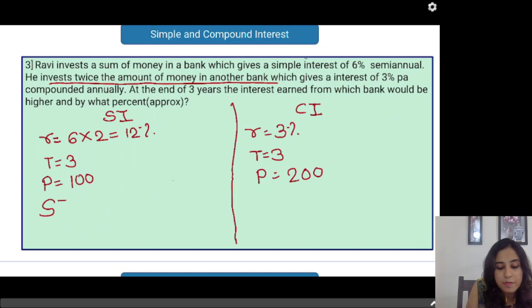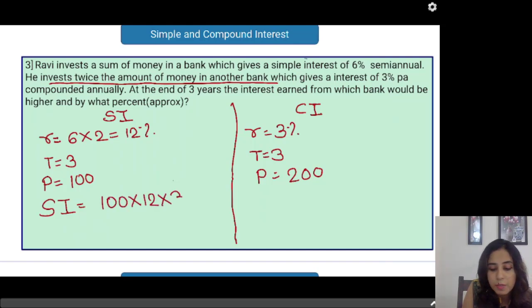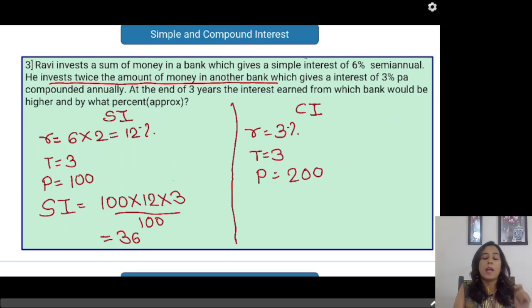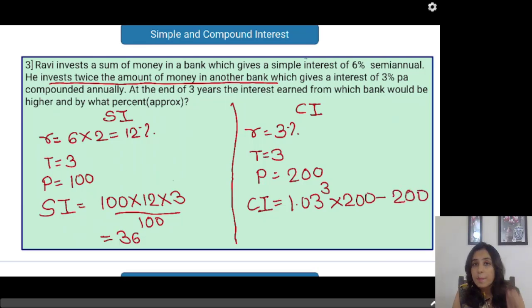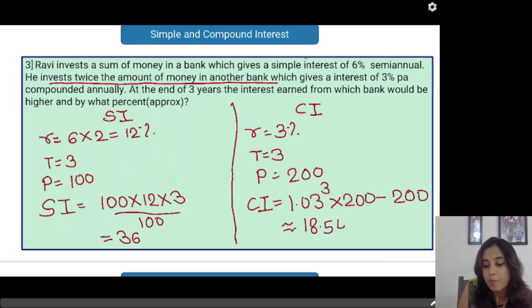Now when I solve for simple interest, I get the value of simple interest for 3 years as 100 into 12 into 3 upon 100, which comes out as 36. And when I solve for compound interest, my compound interest is nothing but 1.03 raised to the power 3 into 200 minus 200. Because in order to find out my compound interest, I will have to subtract the principal amount from the total amount. So this comes out equal to 18.54 approximately.